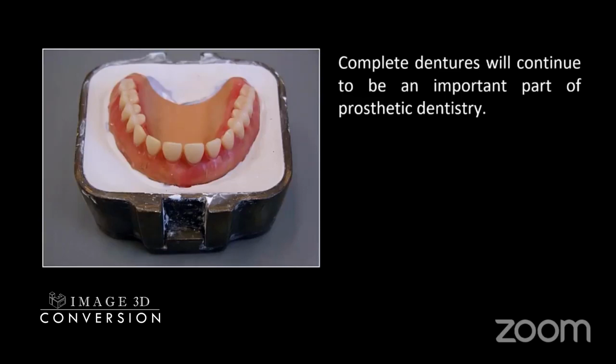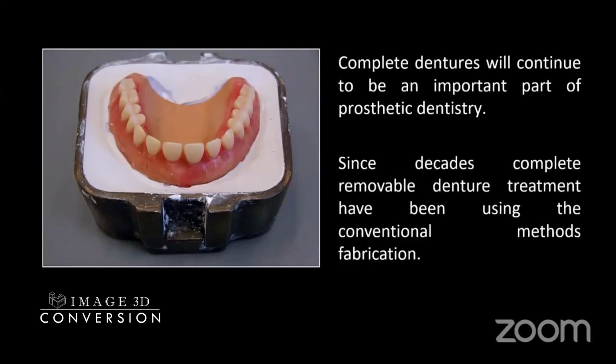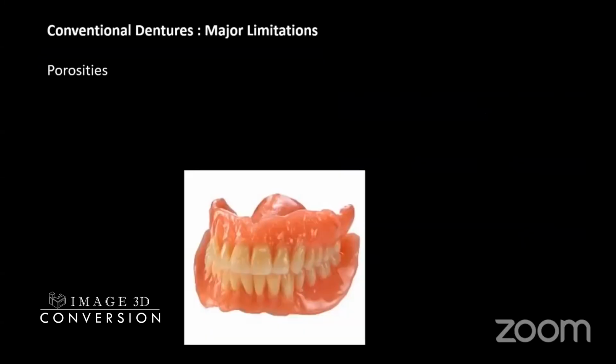So for decades, complete dentures, removable denture treatment, have been using the conventional methods of fabrication. And one of the major limitations, I would say, is porosity in these complete dentures, and the bacterial adhesion to the PMMA, polymethyl methacrylate. Polymerization shrinkage is also one of the major disadvantages of these conventional dentures.